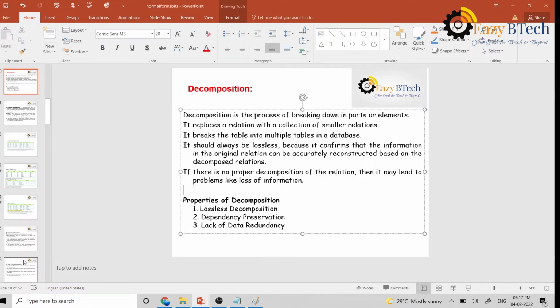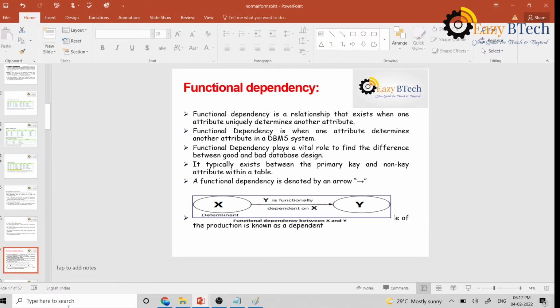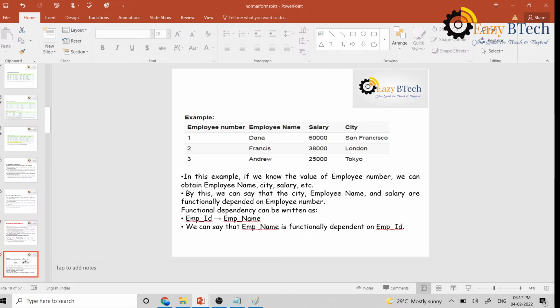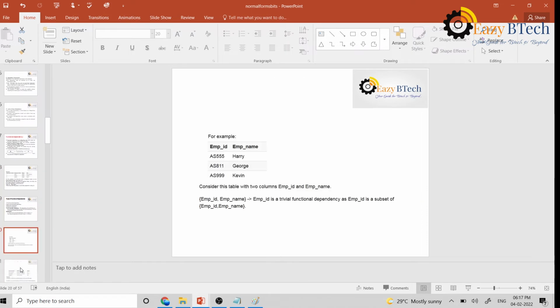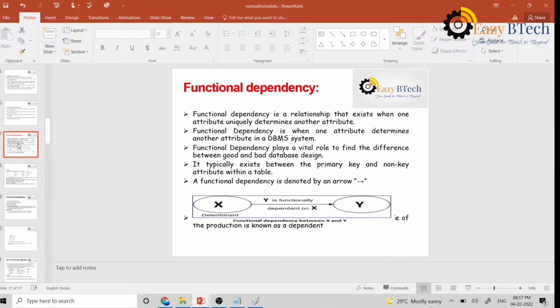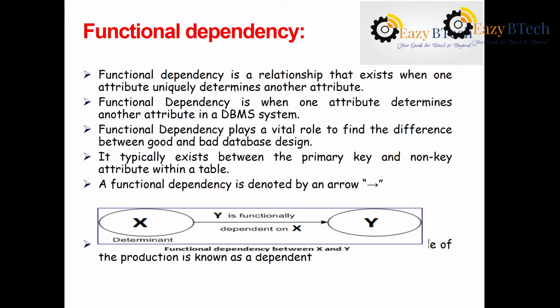Next, once we complete the decomposition, then we go with the functional dependency. What is functional dependency? Functional dependency is nothing but a particular attribute is functionally dependent upon another attribute. X determines Y is called a functional dependency. Suppose you and your father. You are dependent upon your father. Yes or no?